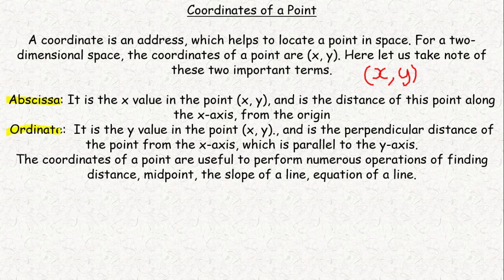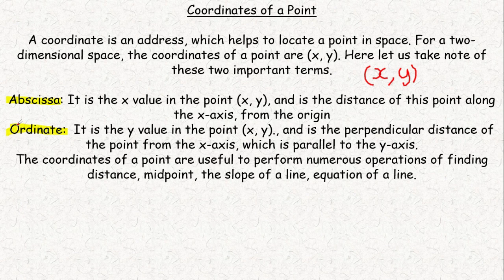These are the two important terminologies. Later you will learn about reflection, something else in this coordinate geometry. Now x value is known as abscissa and y value is ordinate.